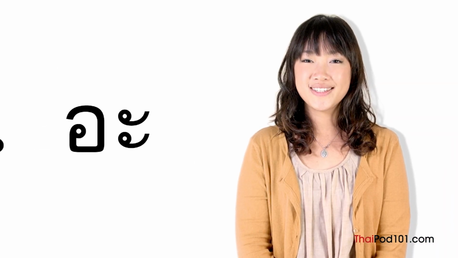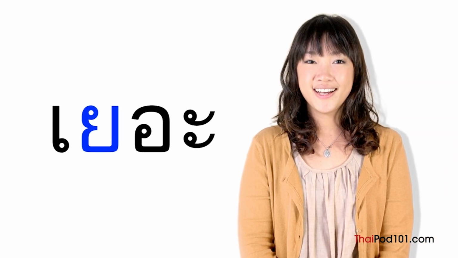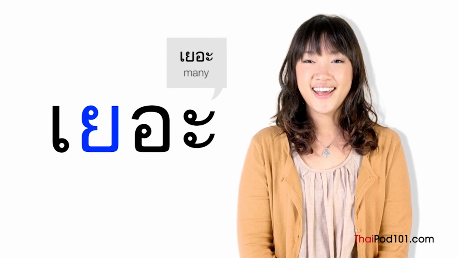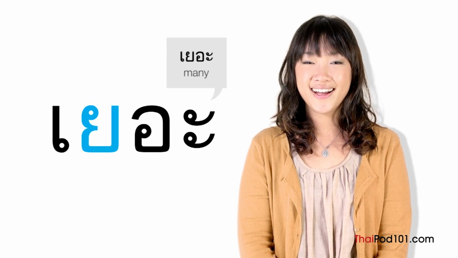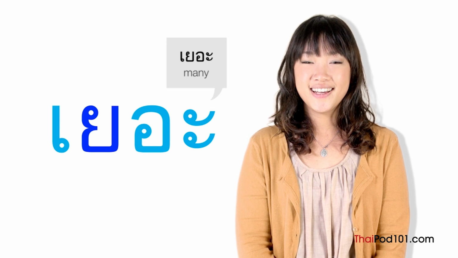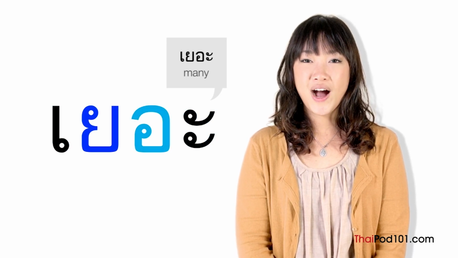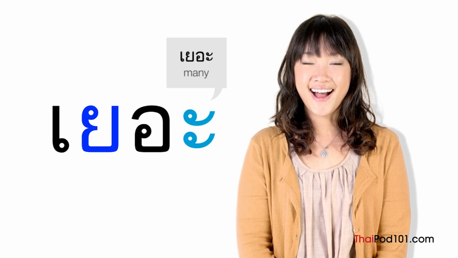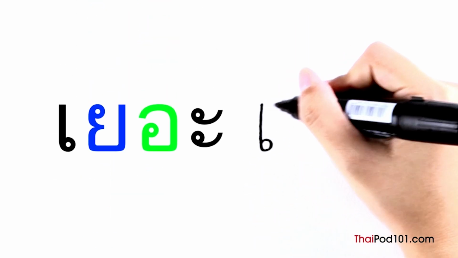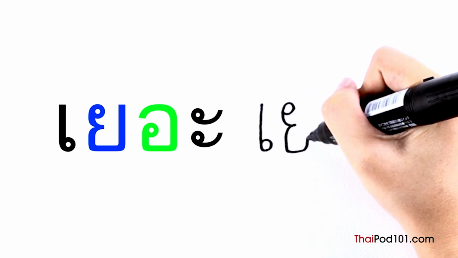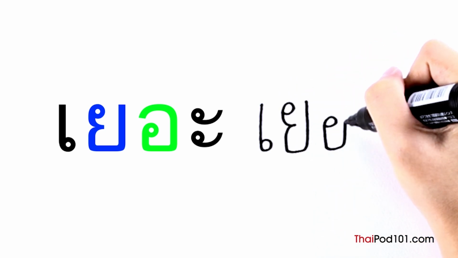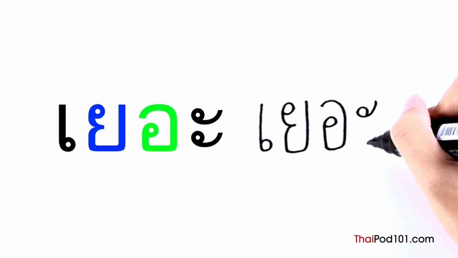One word that uses the short vowel Sara'e is Ye, which means many. It has the initial consonant Yoyak, and Sara'e is written by putting Sara'e before the consonant. Then O'ang and Sara'a are written after it. Sara'e, Yoyak, O'ang, Sara'a, Ye.